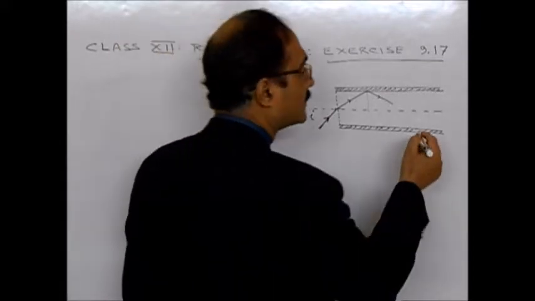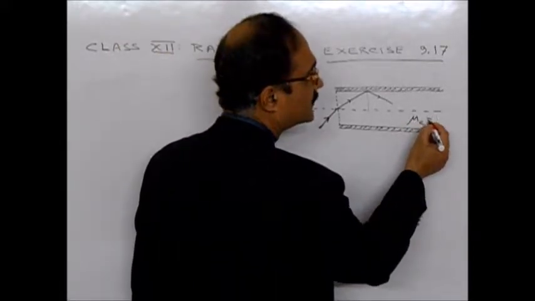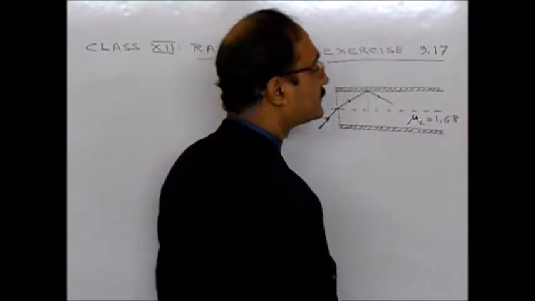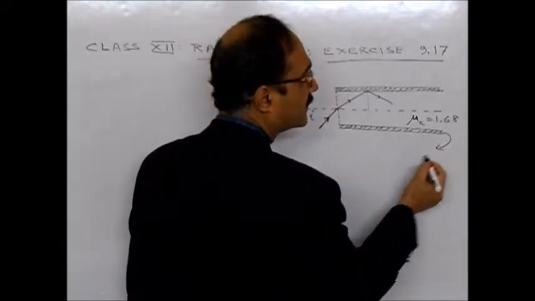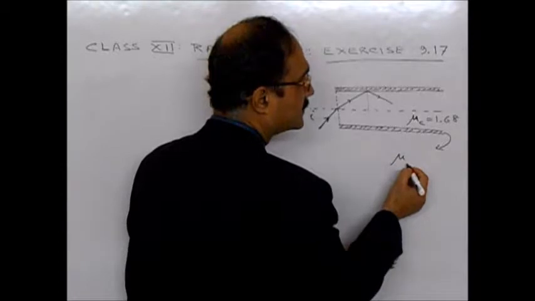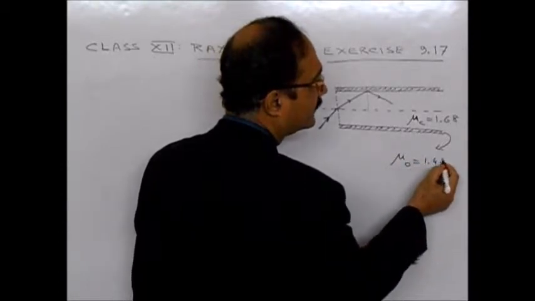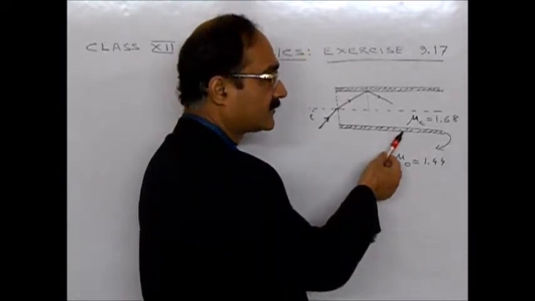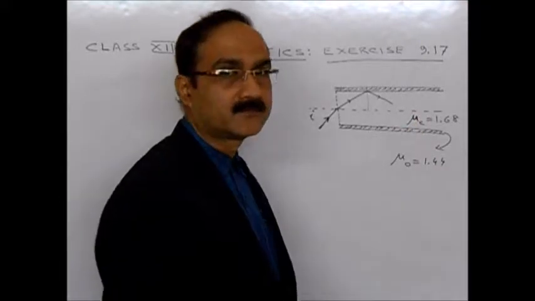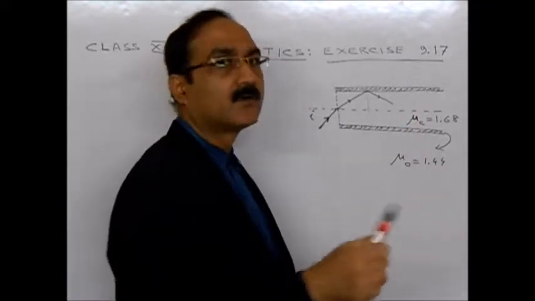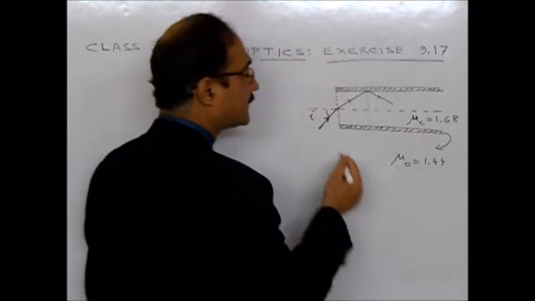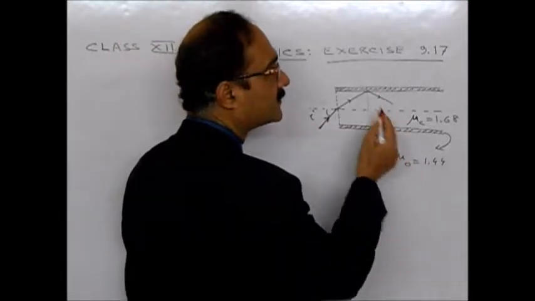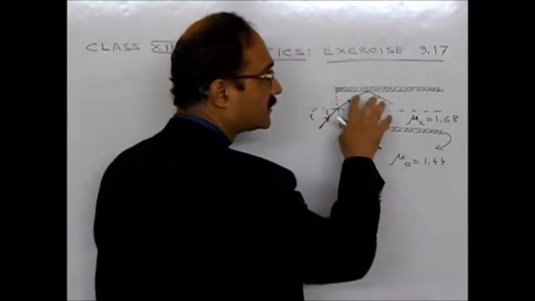In the question, the refractive index of the core is given to be 1.68, and we name it mu c, and the refractive index of the cladding, which is the outer covering, is given as 1.44. So we all know that the refractive index of the cladding should be less than the core, only then total internal reflection occurs. The question is, we have to find the range of this angle I for which the ray will suffer total internal reflection inside the optical fiber.